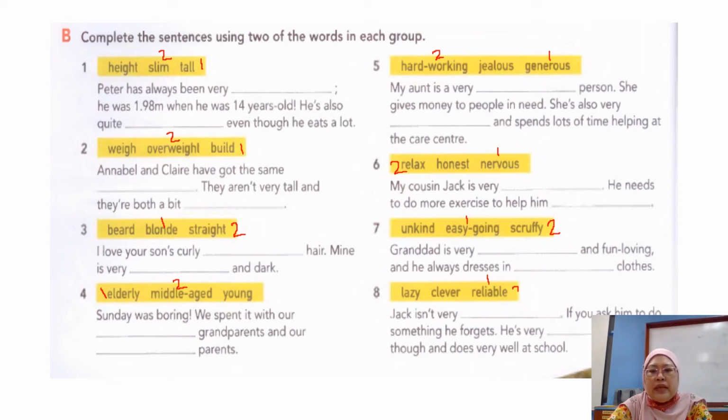He's very what though, and does very well at school. He does very well at school. So it's a positive sentence, a positive word. Lazy, clever. So the answer is clever. So you have the answers, and you can copy this in your comprehension exercise book.